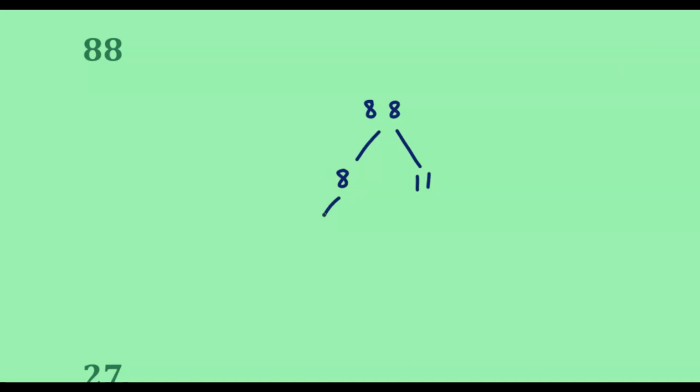So consider 8. 8 is 2 times 4. And over here we have a prime number 2. We don't need to break that down any further. But 4 is not a prime number, so we need to break down 4. And 4 can be written as 2 times 2. And now we have all prime numbers. We have 2, 2, 2, and 11.